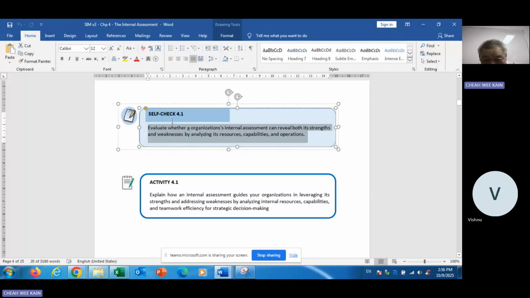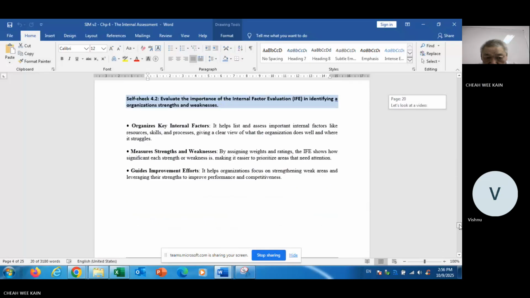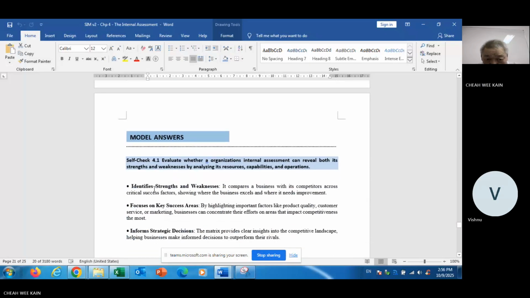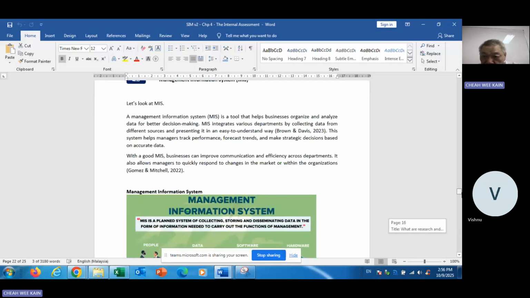Okay, so how do you evaluate? Let's look at 4.1. It will help you to identify your strengths and weaknesses. You will focus on your key success areas. What are the key success areas? Those areas where you have a lot of strength. Next, it informs strategic decisions. For example, if you're looking at the SWOT analysis and you can identify the strengths and weaknesses, and you focus on the strength areas, then it will help you in making decisions. Okay, very simple logic.